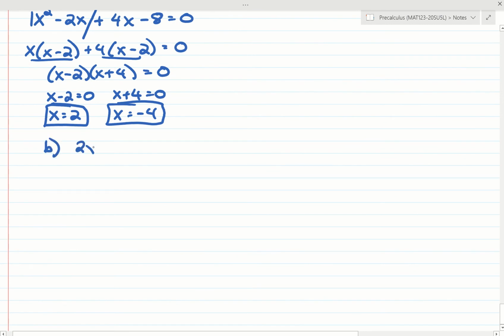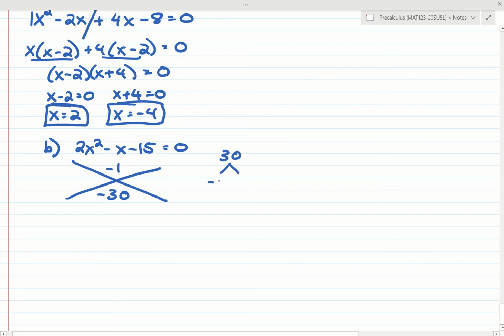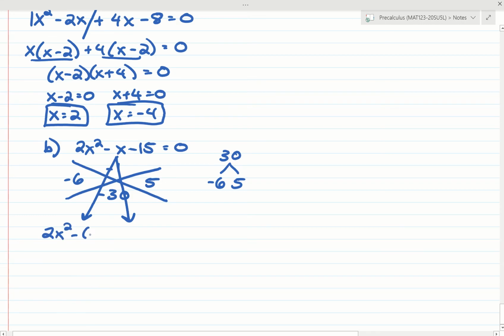What if we had 2x squared minus x minus 15 is equal to 0? Do it the same way. The AC would be negative 30. Middle number is negative 1. So what numbers multiply to be negative 30 and add up to be negative 1? Well, negative 6 and 5 would do that. So again, we're going to replace this negative 1x with our two numbers. We'll have 2x squared minus 6x plus 5x minus 15 is equal to 0.